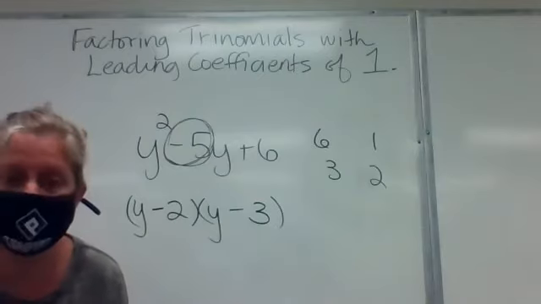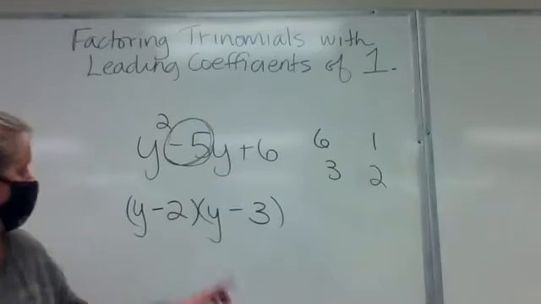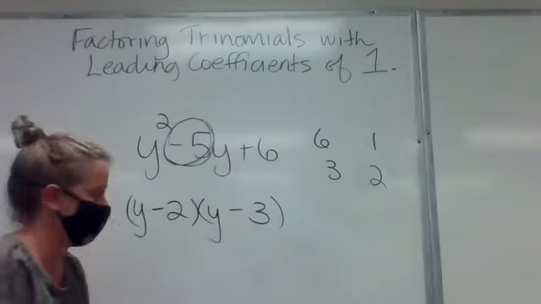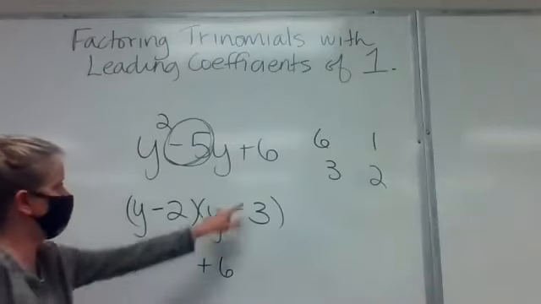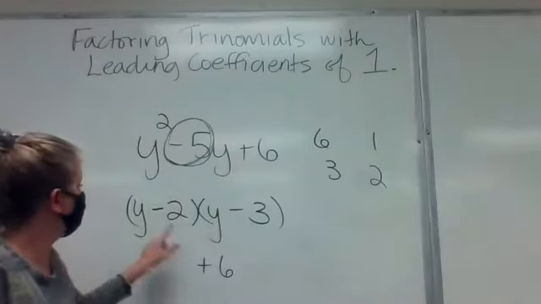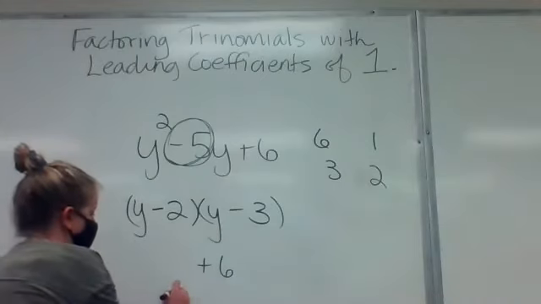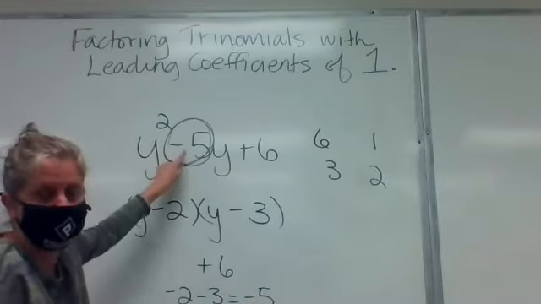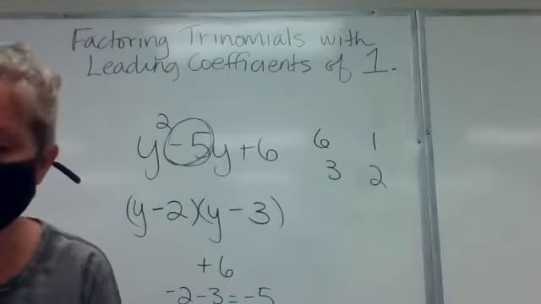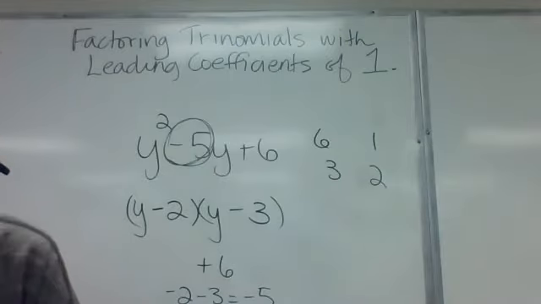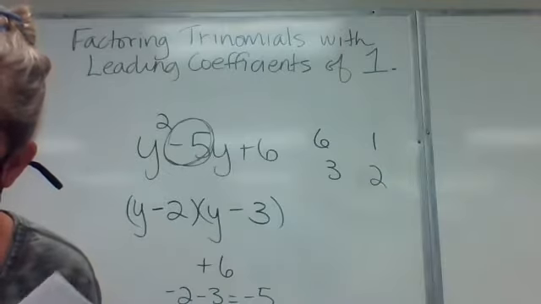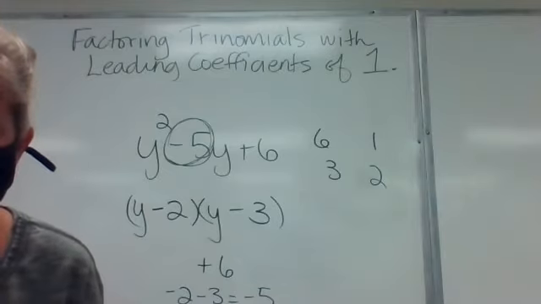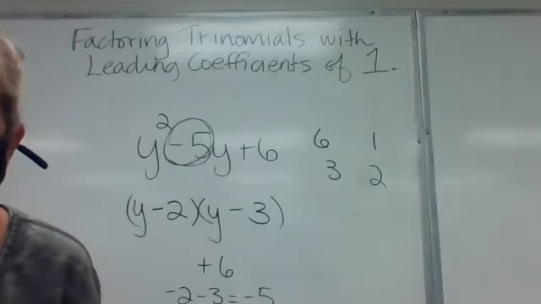-2, -3. Your signs are right. Your numbers are right. Everything. Check it. What is -2 times -3? +6, which is what I need it to be. What's -2 plus -3 or -2 minus 3? -5, which is what I need it to be. So if you are unsure about your signs, use your calculator.